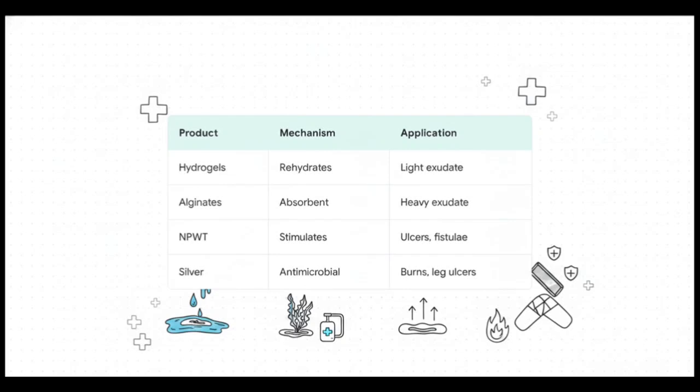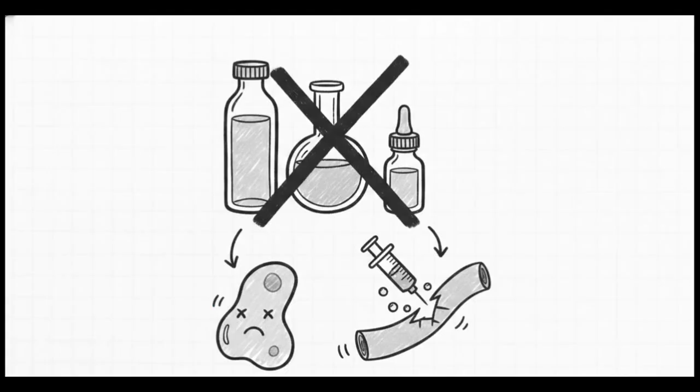Then there's negative pressure wound therapy. This physically stimulates capillary ingrowth, and it's highly effective for things like diabetic ulcers, sacral ulcers, and honestly even enterocutaneous fistulae. Finally, metallic silver. This provides broad antimicrobial properties, making it an incredible choice for burns, chronic leg injuries, or diabetic injuries.